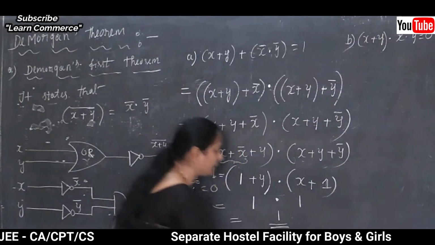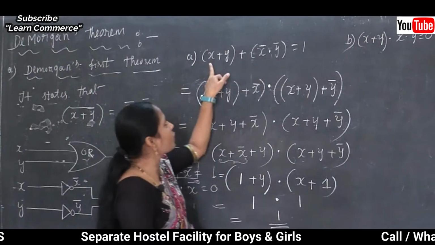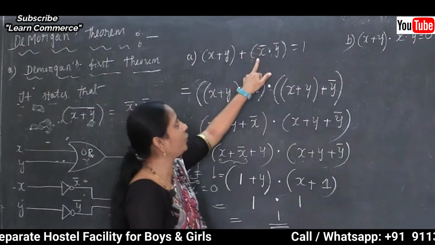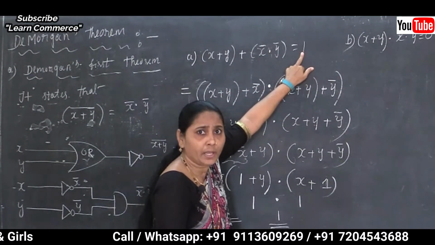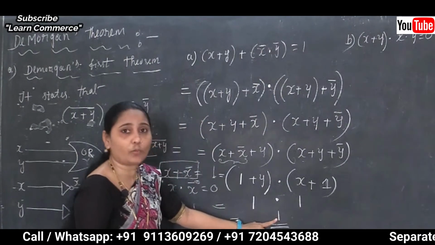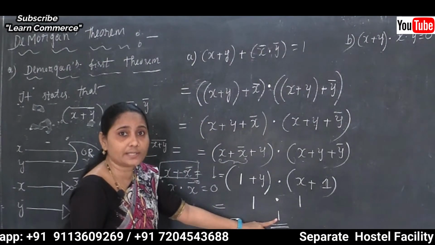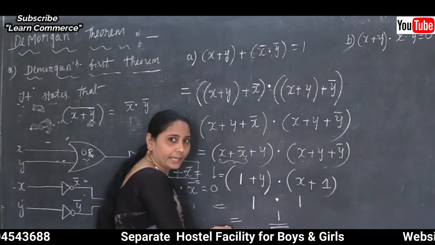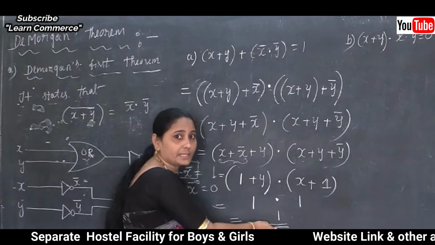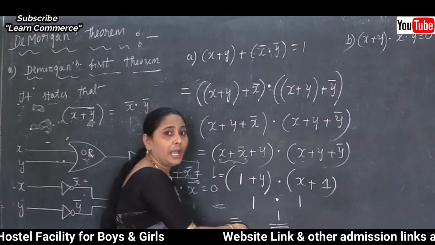Now we can say, see what's the result? So x plus y plus complement of x and complement of y is equal to 1. So we can say that. Now what's the answer we got in this expression? The result is 1 only. So the right hand side is equal to the left hand side, or the left hand side is equal to the right hand side.